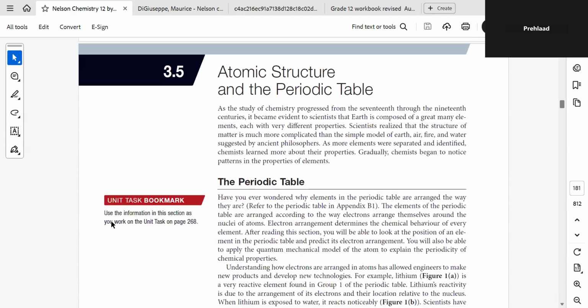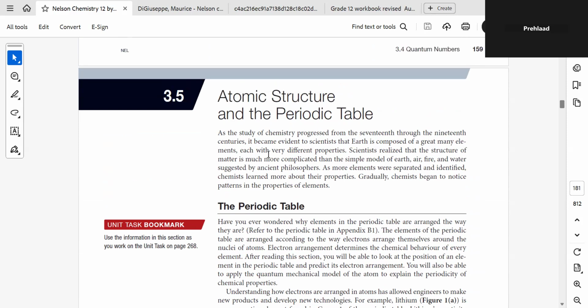So now the next topic is atomic structure and the periodic table. Basically, if we know the periodic table, we can easily identify the electronic configuration and we can also predict the atomic structure.